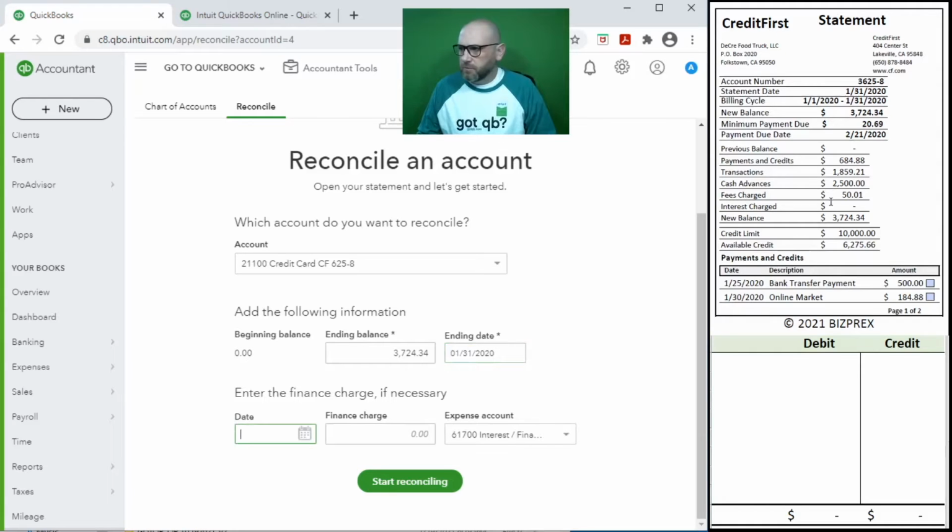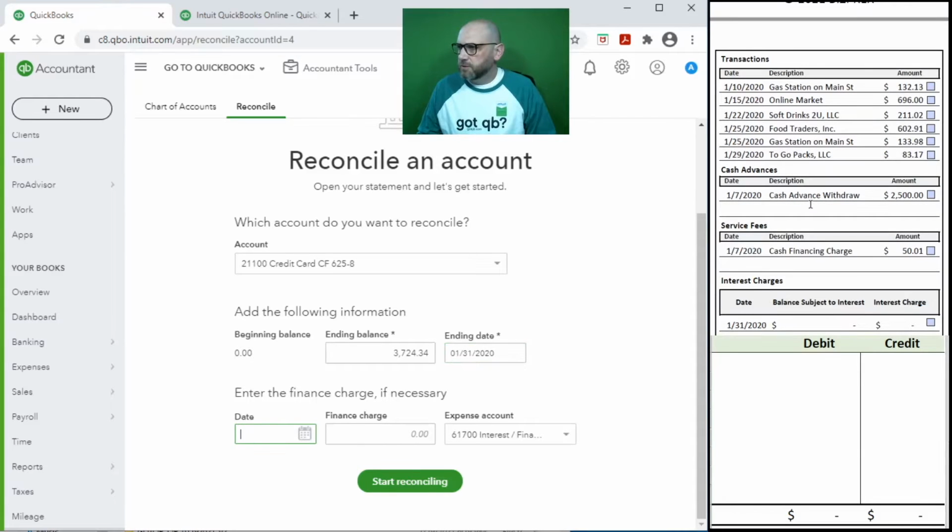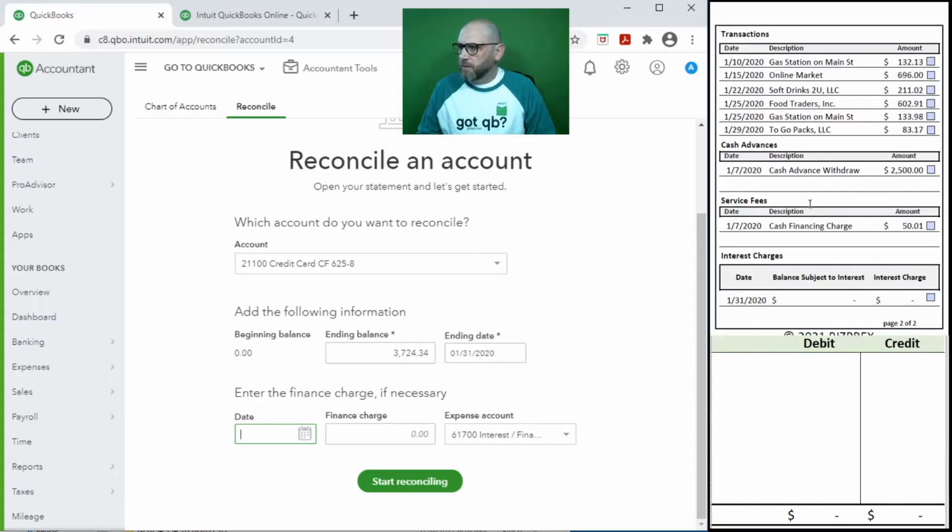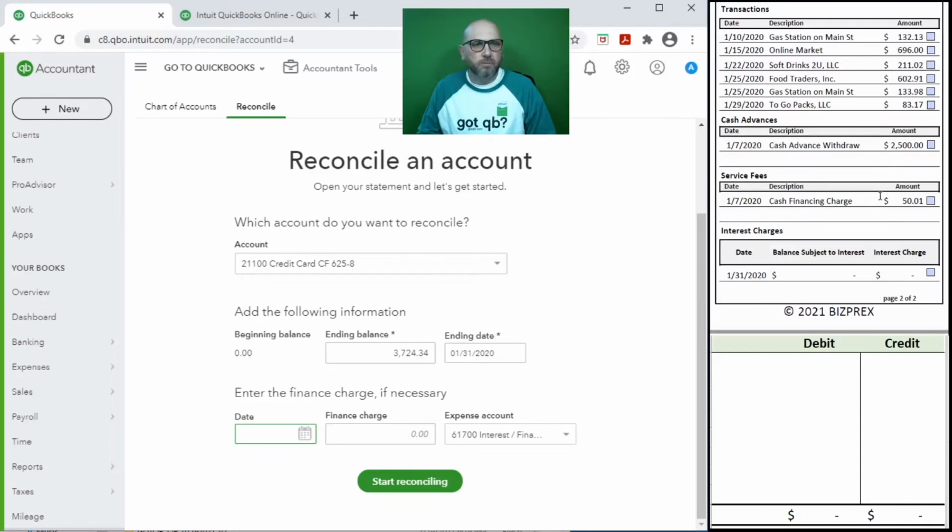Do we have finance charges? Let's see. We have a cash financing charge. We could enter it right here on this interface. We do have that option, so why don't we go ahead and do that? Oops, the date, sorry. That's when we borrowed that money. The bank charges a fee to borrow it. So again, interest and finance charge, here it is.